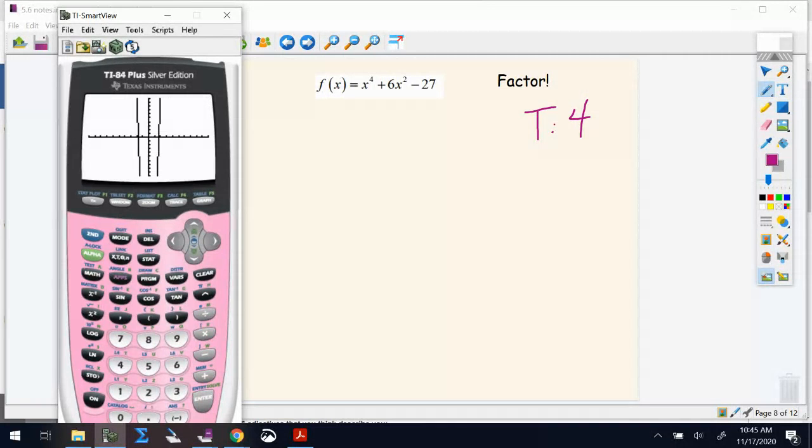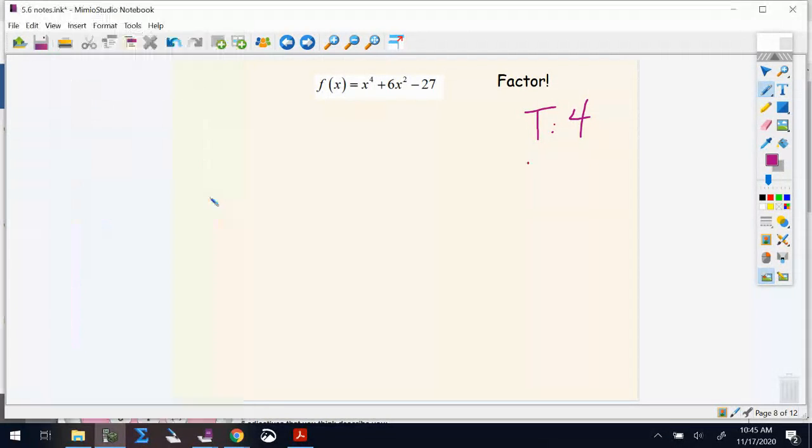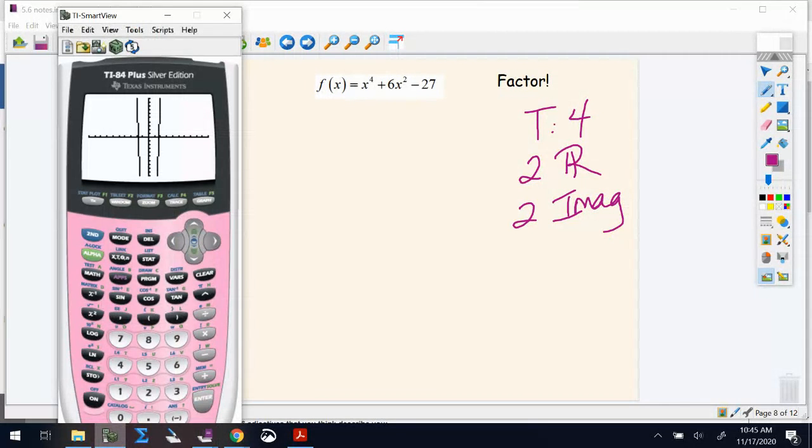So just like the last one, it has 2 places where it crosses. So it has 2 real and 2 imaginary. Here's the difference, though. The last one, it was very obvious where it crossed the x-axis. This one, it's not quite 2, and it's not quite -2. If it goes exactly through the number, you won't see that little mark on the axis, because it will go right through it. And that's not happening here.